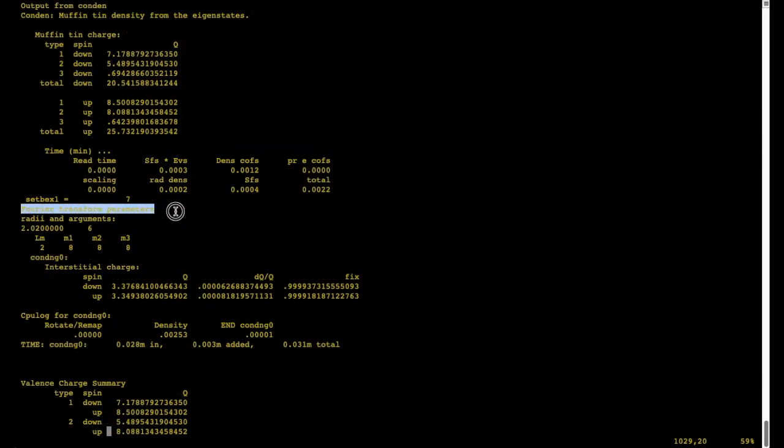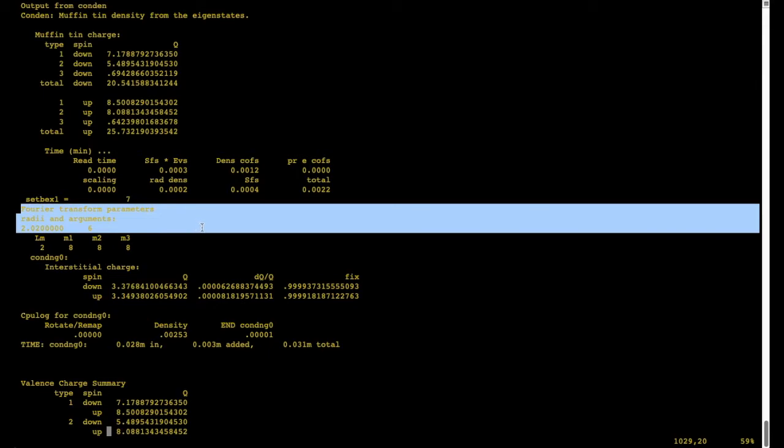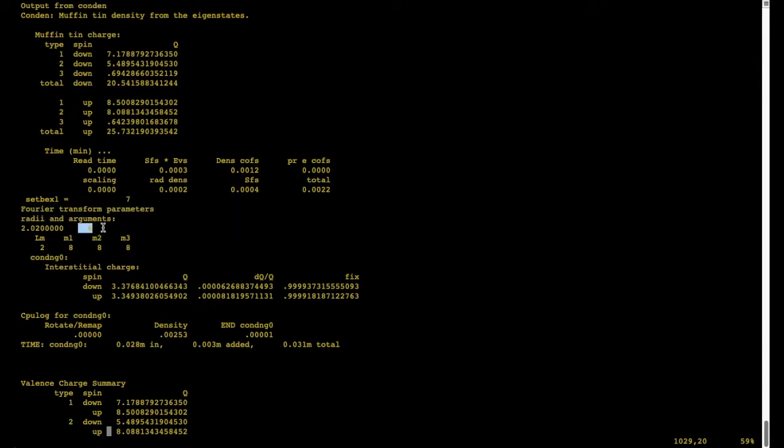This is the parameter which you have to watch out for to make sure that you have a sufficient Fourier grid. So this argument should be at least 6. And if it's less, then you have to increase the FFT mesh in the Fourier grid file.